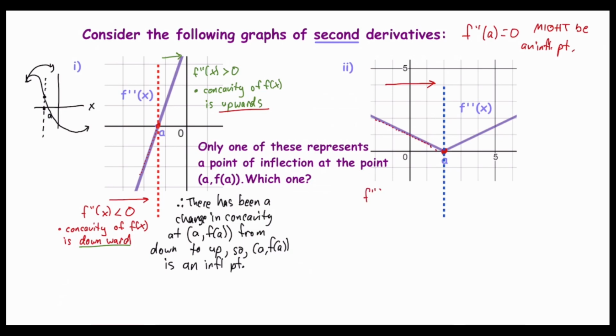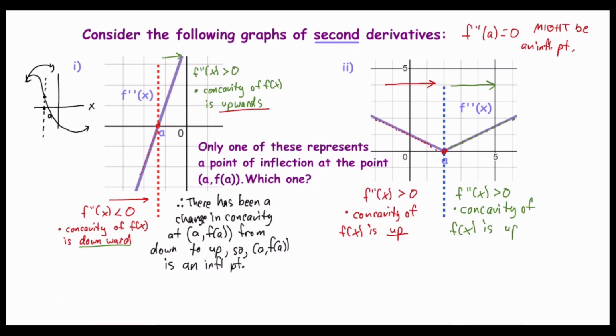So we notice that f double prime of x is greater than 0. So the concavity of f of x is upwards on the right side of our point of interest. Now that we've passed our point where the second derivative has a value of 0, we notice that all my y values are, once again, greater than 0. So f double prime of x is greater than 0. The concavity of f of x is up.